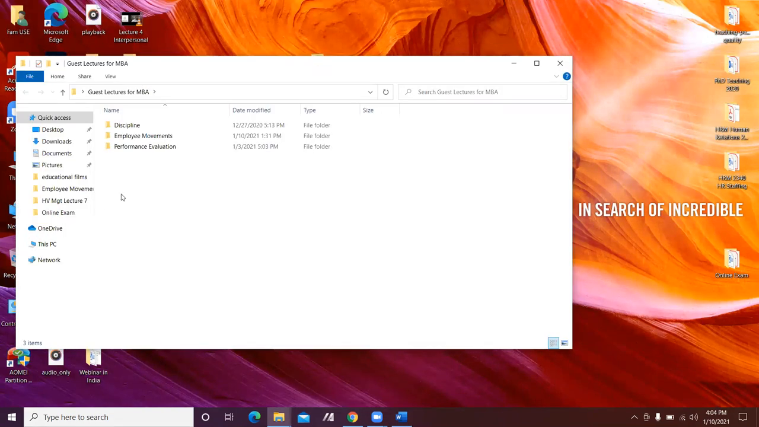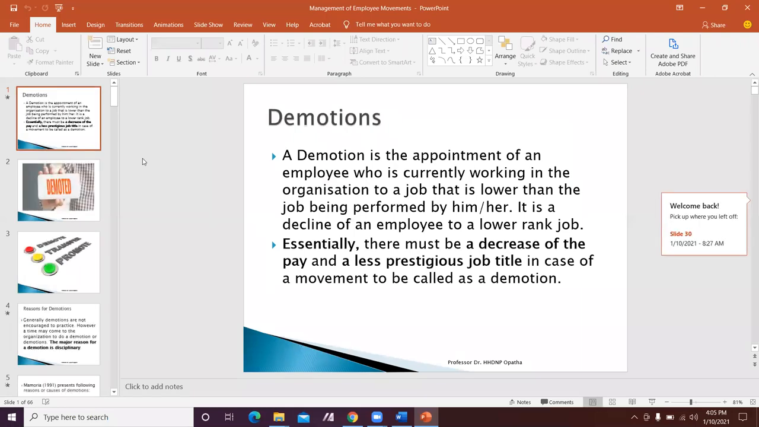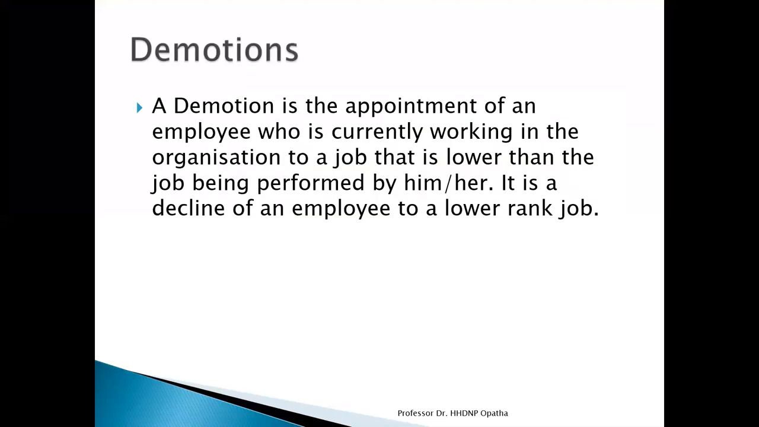So that is the student who responded; if he is not satisfied, he can ask questions. Okay, then shall we go to the other types of employee movements. Demotions. Don't worry, all these things are in the note. You are supposed to study the note. In that way, I have been fair to you by giving almost everything in the note.